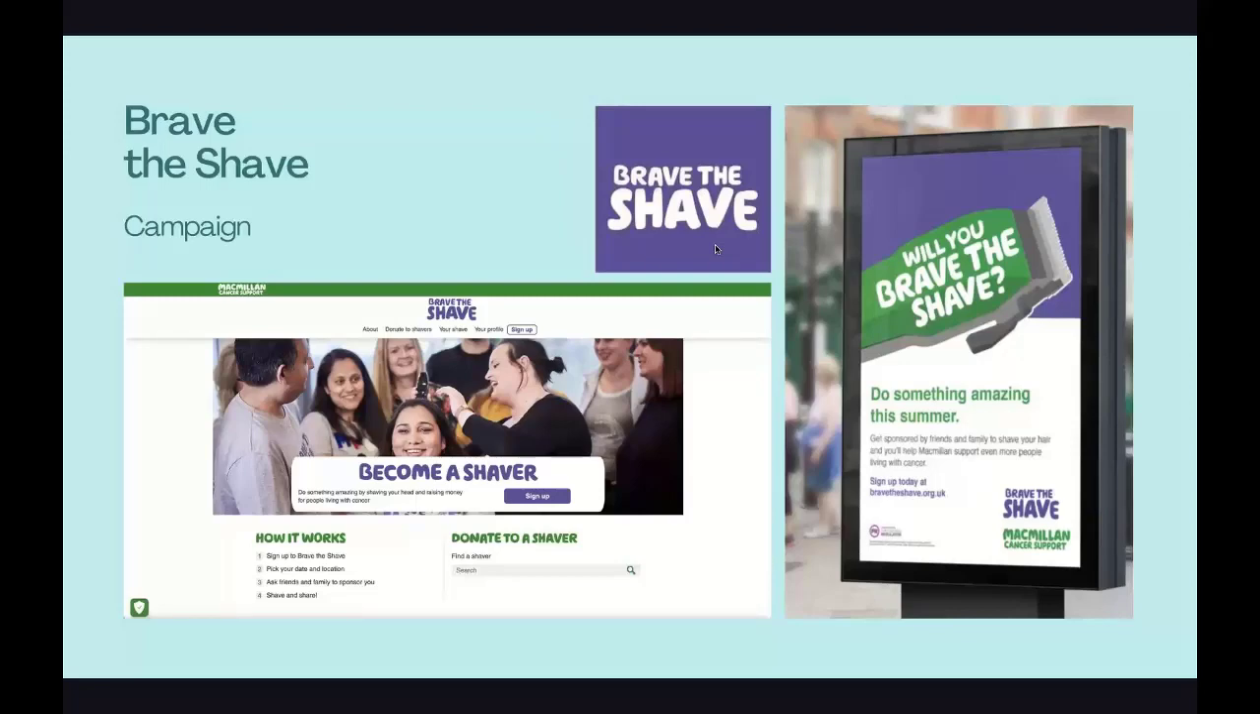And here you can see this Brave the Shade campaign is a campaign that Macmillan have been running for a few years now. I think they started in 2015, and it's immediately recognizable. Even if you didn't have the Macmillan Cancer Support logo, by now you would actually recognize that this comes from Macmillan because of the colors, again, because of the font, because of the illustrations, because of the photography. Everything about that brand is incredibly cohesive.